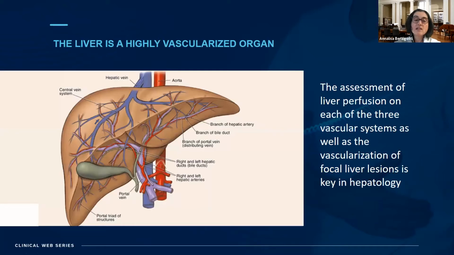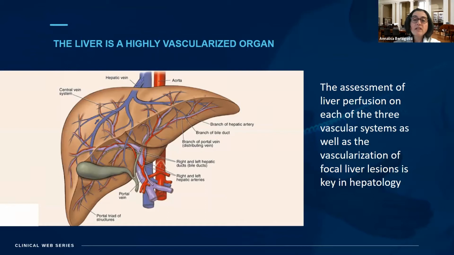So I think you all well know, as hepatologists or clinicians, that the liver is a highly vascularized organ which has three different vascular systems: two inflows, the portal vein and the hepatic artery, which differ from each other in the amount of blood rich in nutrients, which comes more from the portal vein, or rich in oxygen, which is more from the hepatic artery, and just one outflow, the liver vein outflow.